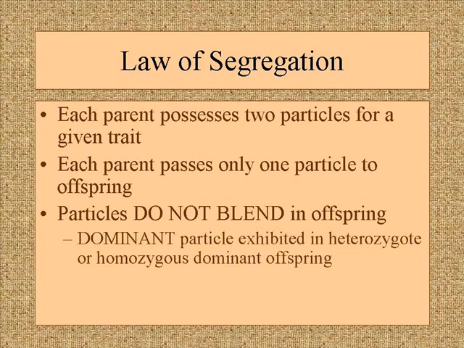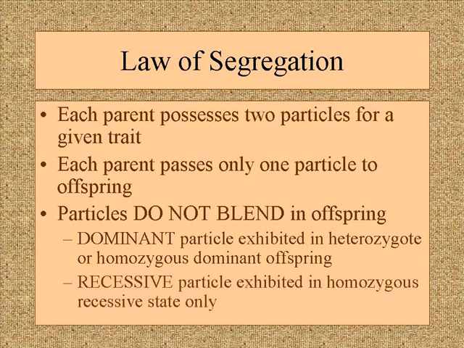He also proposed that one particle could be dominant. So if this dominant particle was passed down from parent to offspring, then that's what you would see. That's what would be exhibited in the offspring. And this is whether the offspring only received one dominant particle or if it received a dominant particle from both parents. The dominant particle is what you would see, the dominant trait.